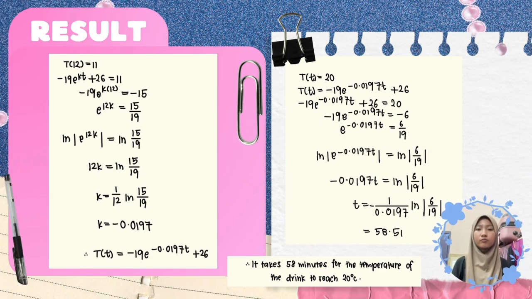When the time is 12 minutes and the temperature is 11 Celsius, we use the previous equation and substitute 12 minutes into the variable t. So we get negative 19 e to the power of 12k equal to negative 15, after 11 minus 26. Then we get e to the power of 12k equal to 15 over 19. To make k the subject, we take the natural log of both sides. Then we get k equal to negative 0.0197. Therefore, the equation is T equals negative 19 e to the power of negative 0.0197t plus 26.